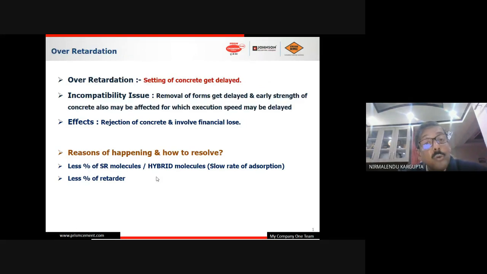तो over retardation, setting of concrete gets delayed. Incompatibility issue, removal of forms gets delayed. Early strength of concrete also may be affected, for which execution speed may be delayed. Rejection of concrete involves financial loss. अगर ऐसा होगा तो वही होगा, सब जगह में यही होता है, फाइनेंशियल लॉस होता है कंक्रीट वाला का.